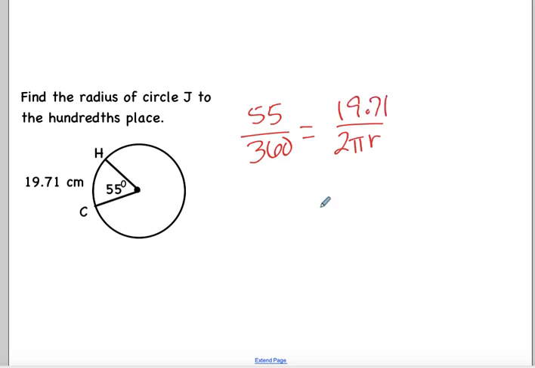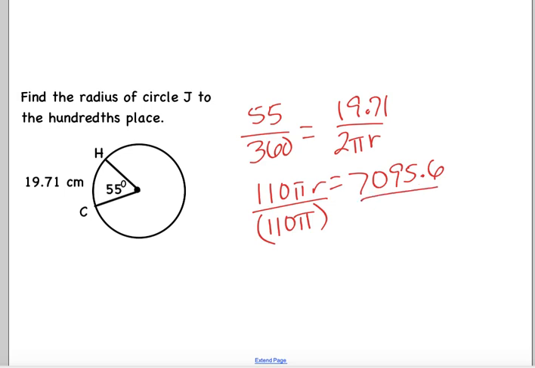We're going to cross multiply, which is going to give us 110 pi r, 7,095.6. We're going to divide by 110 pi. And as you're doing this, be sure that you put this in parentheses or use a fraction template. You've got to make sure that you're dividing by the product of 110 and pi. If you are not careful, you'll end up dividing by 110 and then multiplying by pi. So use caution as you do that step. Should be getting 20.53 centimeters for the radius.